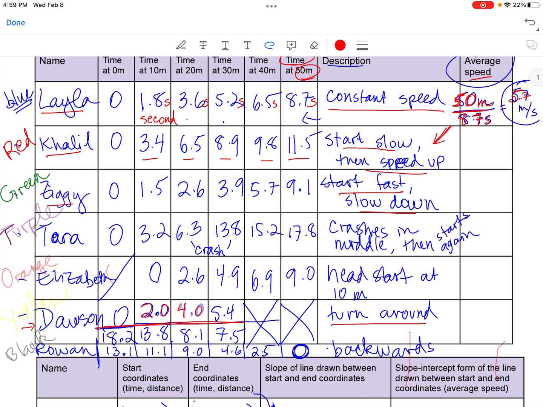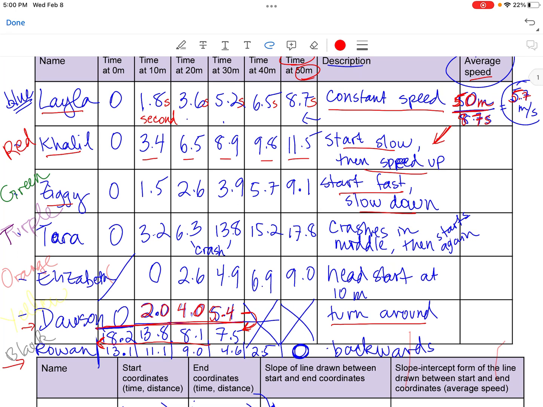It took him 2 seconds to get to the 10-meter mark, 4 seconds to get to the 20, 5.4 to get to the 30-meter mark, but then he got stuck. In between the 30 and 40, he had to turn around. He went past the 30-meter mark again at 7.5 seconds, and then came back to the beginning, the 0-meter mark, at 18.2 seconds.